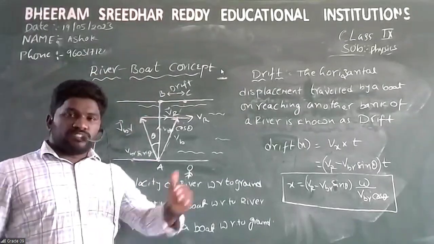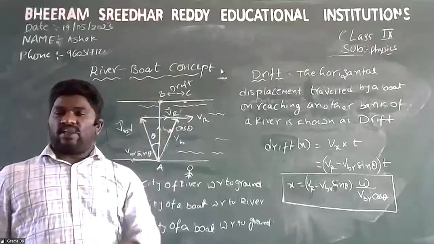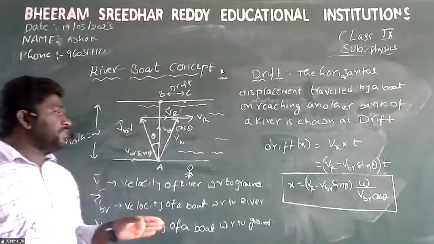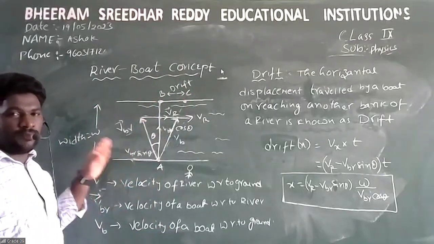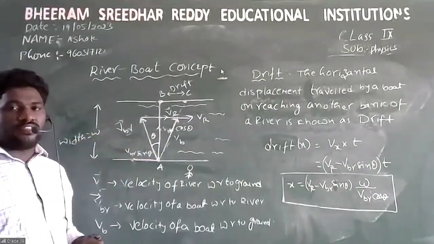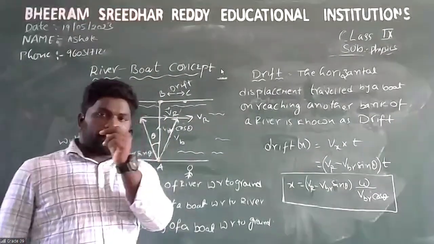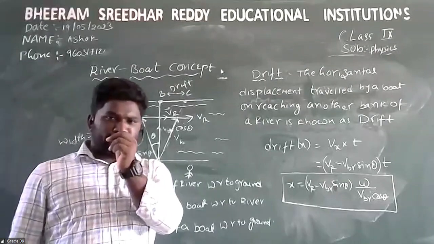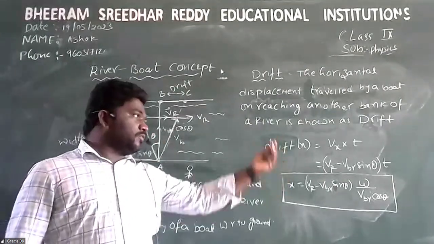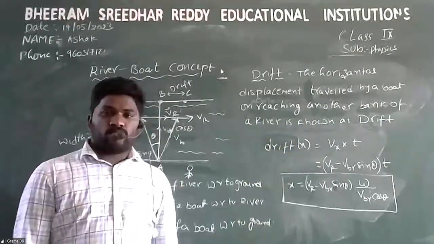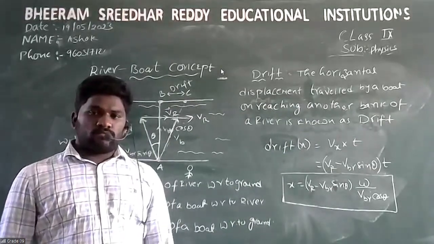Next, time is equal to displacement by velocity. Here the particle has to travel the vertical displacement, that's why I'm taking W, and the vertical velocity VBR cos theta. Time t equals W by VBR cos theta. And the drift is the horizontal velocity into time. Okay?